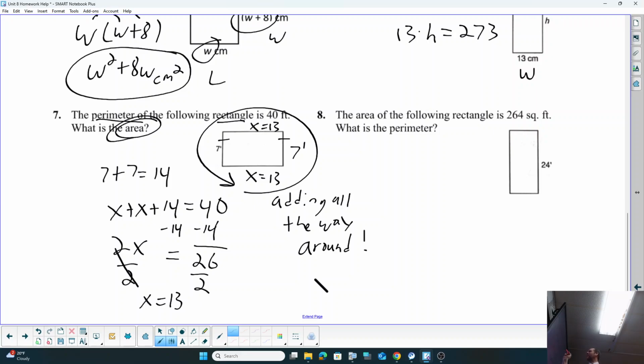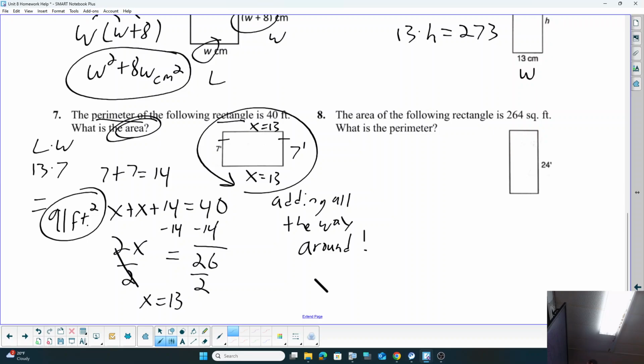How do we find the area? So the area is going to be length times width, or 13 times 7. And 13 times 7 is 91. So 91 feet squared. Nice. So there's number 7.